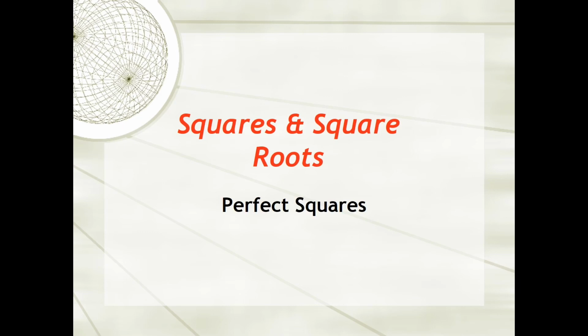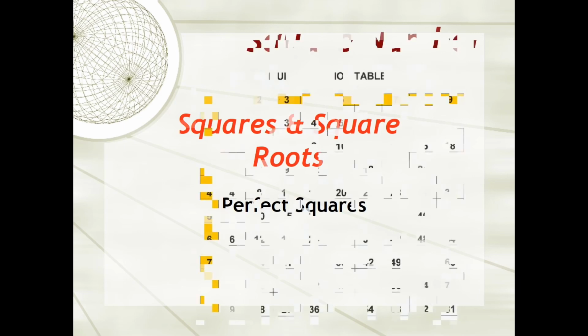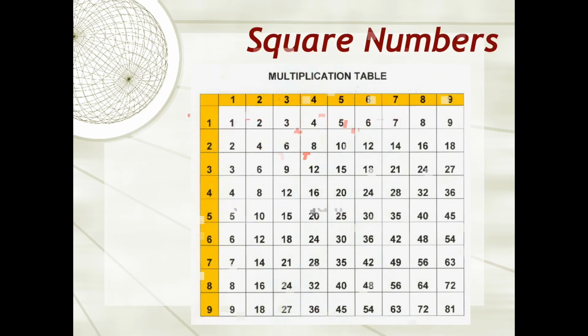Mr. Marcus's math tutorial videos. Today we're going to be talking about squares and square roots. Specifically, we'll be starting with perfect squares. A perfect square is a number in which when you multiply a number by itself, you get that as a result. Now that might sound complicated, but if you look at a multiplication table, all the perfect squares up to 81 are already on there.